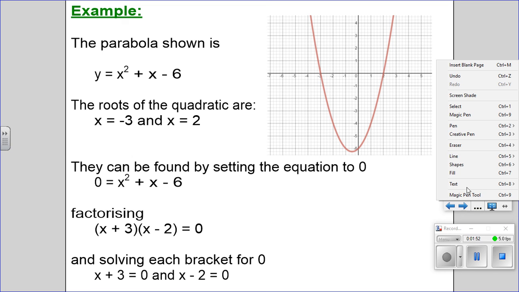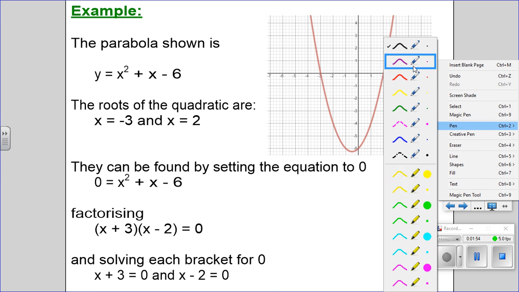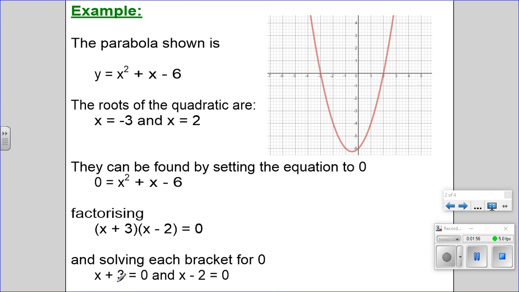And I'll just put that in so you're really clear about that. So this one here has a solution x equals -3, and this one has a solution x equals 2. Okay, and you can see them here. X is -3 for one root, and x is 2 for the other. You can see it clear as anything. And those are your two roots, and we can get them by factorising.